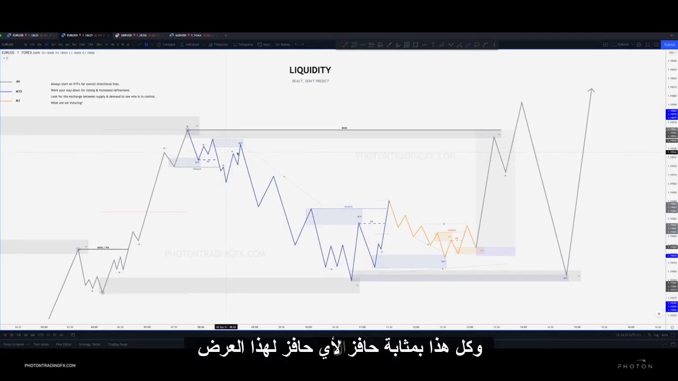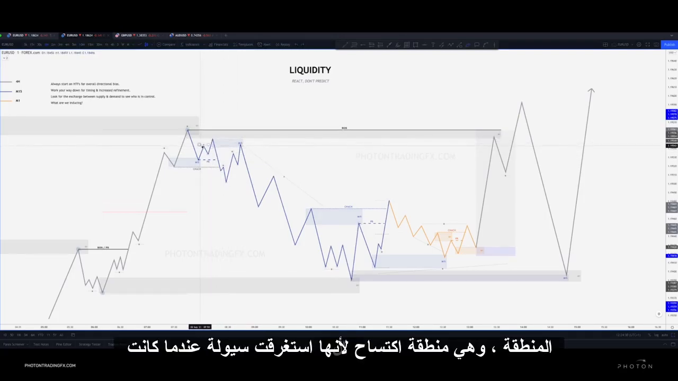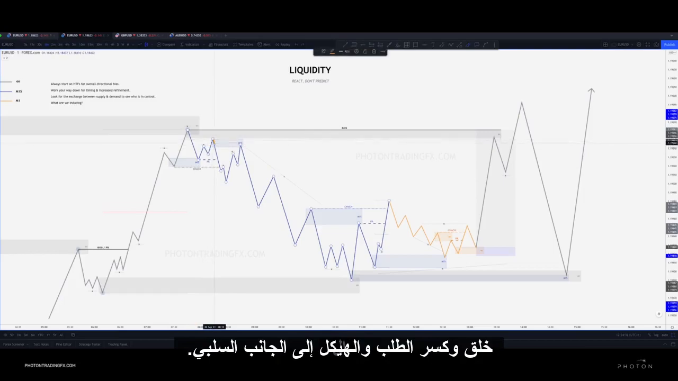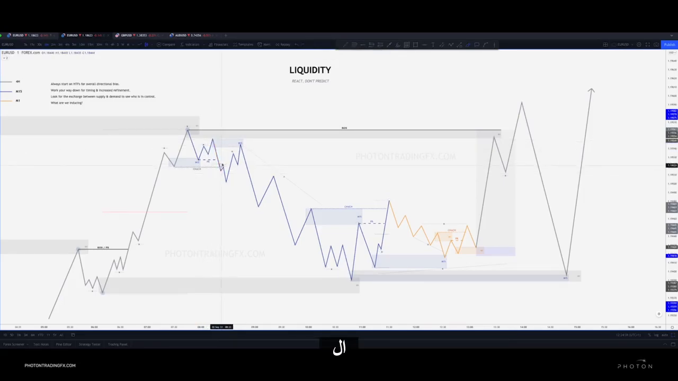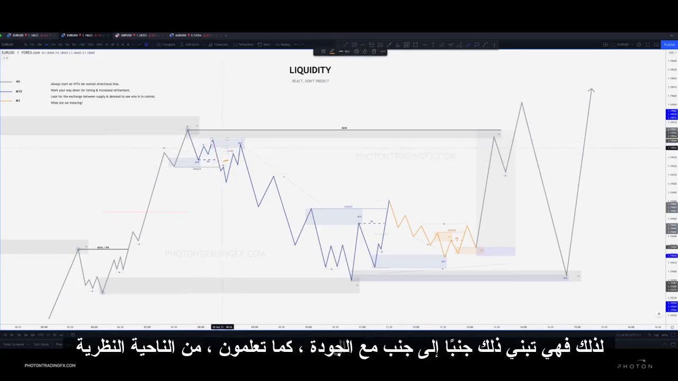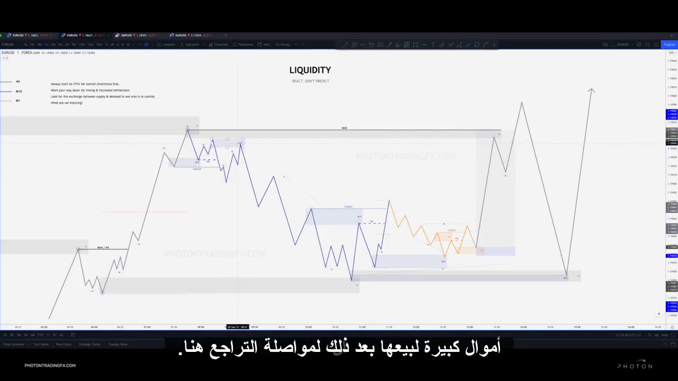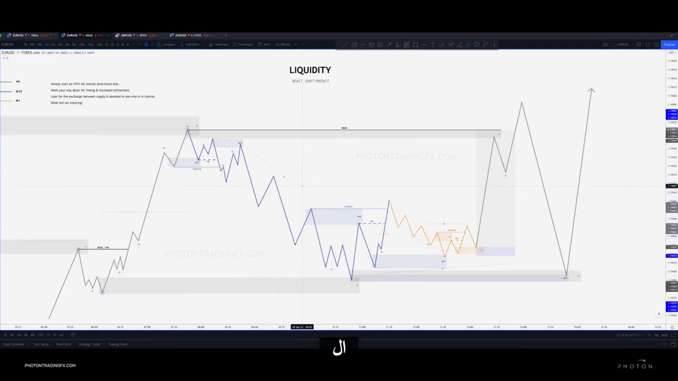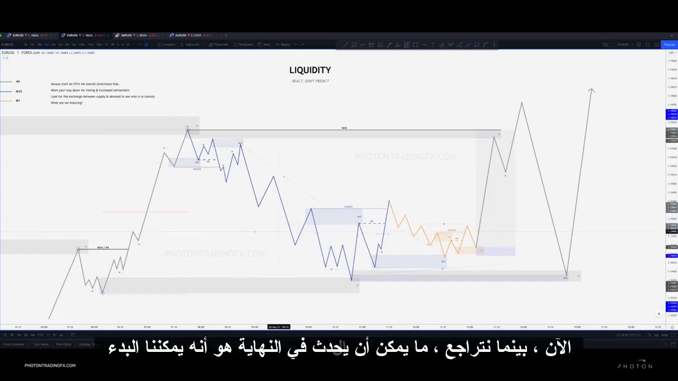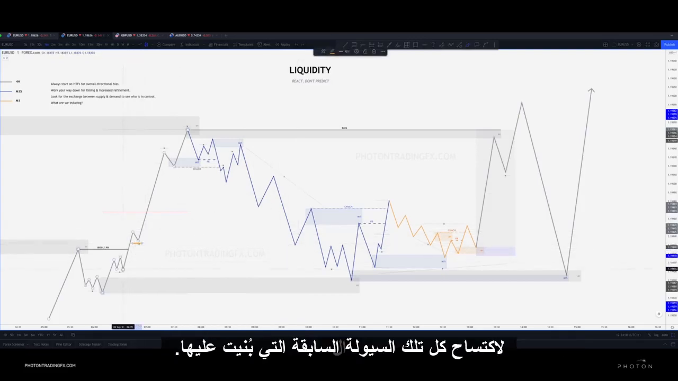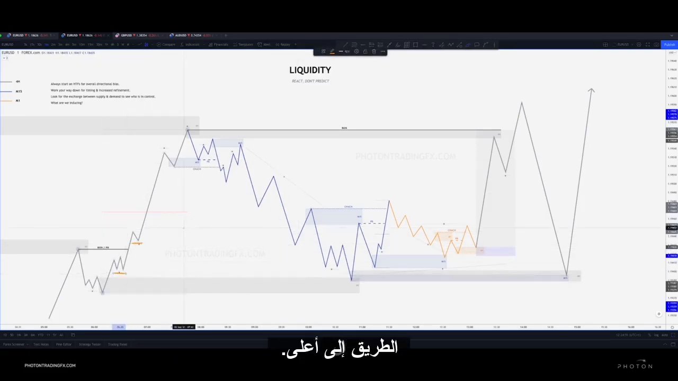And all of this acts as inducement for what? Inducement for this supply zone, which is a sweep zone because it took liquidity when it was created and broke demand and structure to the downside. There's then inducement in the leg, so it builds up that buy side liquidity for, in theory, that big money to sell into and continue that pullback down here. Now, as we're pulling back, what can end up happening is we can start to sweep all of that prior liquidity that was built on the way up.